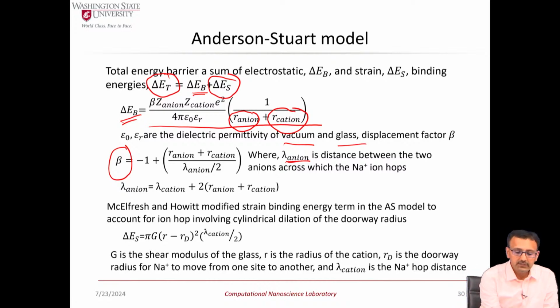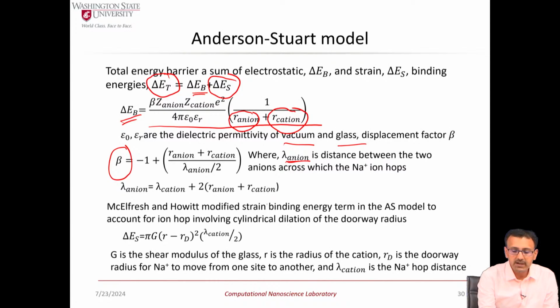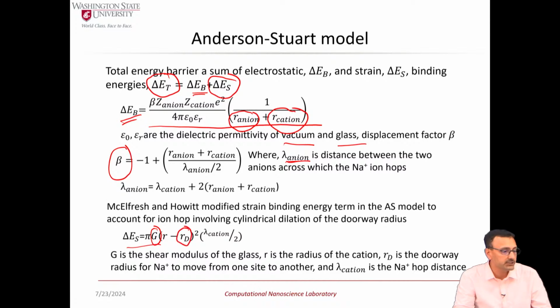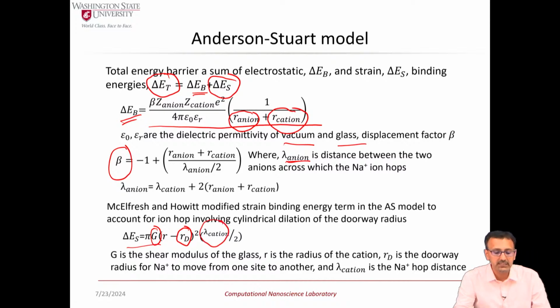On the other hand, the strain binding energy term, so this was the electrostatic, this is the strain, is a function of the shear modulus, it is a function of a parameter called the doorway radius, which I will show you in a moment, and lambda cation, which is basically capturing the hop distance. Okay.